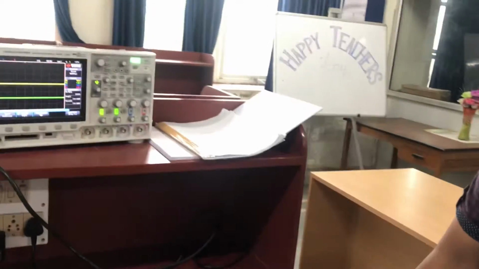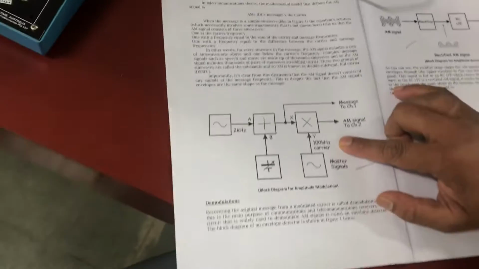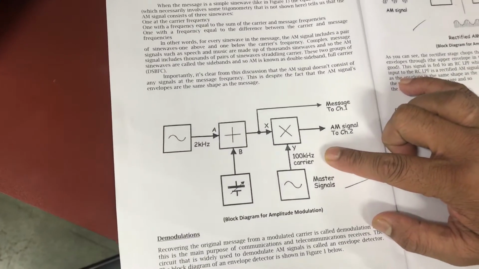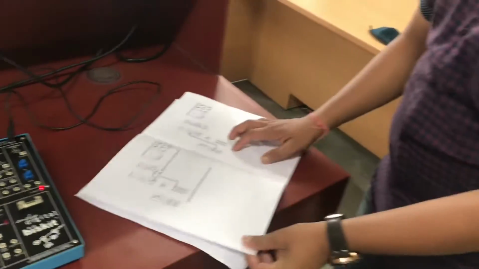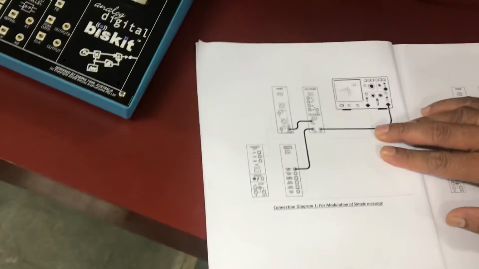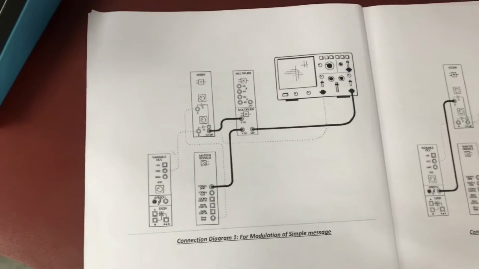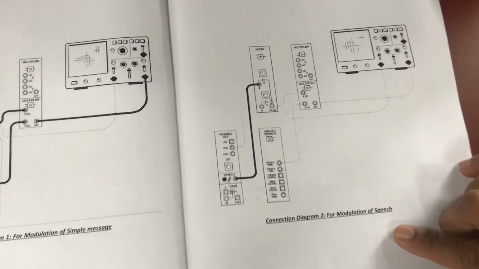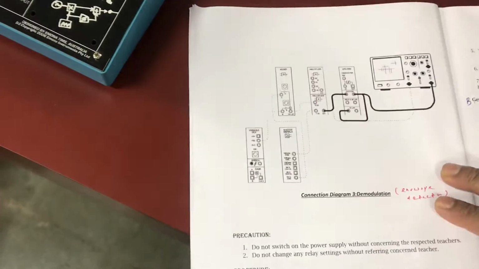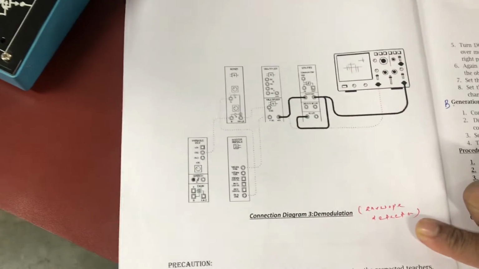As you have already studied the theory portions in your theory class, I am going directly to the experiment. This is your block diagram for amplitude modulation, and this is your connection diagram. This is the connection diagram for modulation of a simple message, and this is for modulation of speech, and the last one is for demodulation. So we have to perform 3 experiments here.